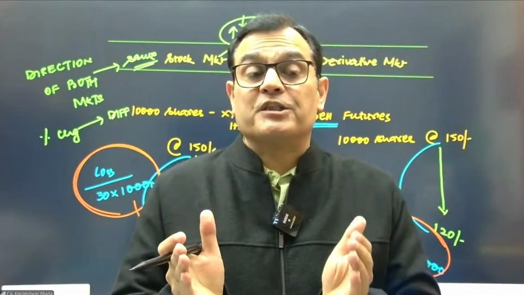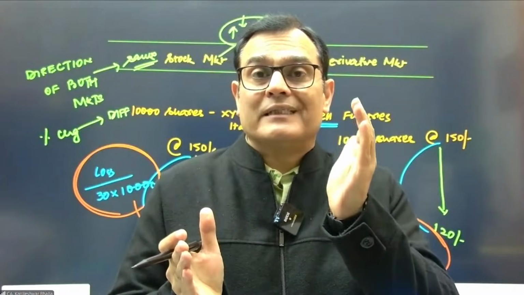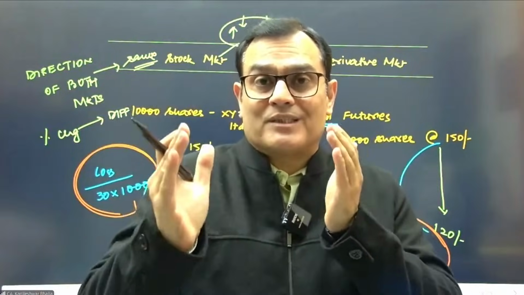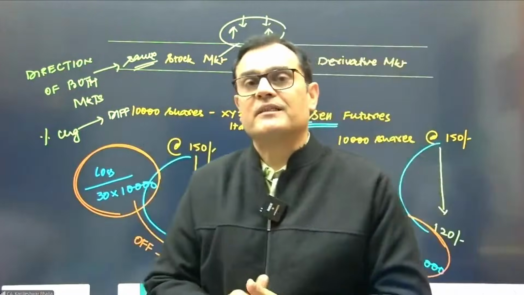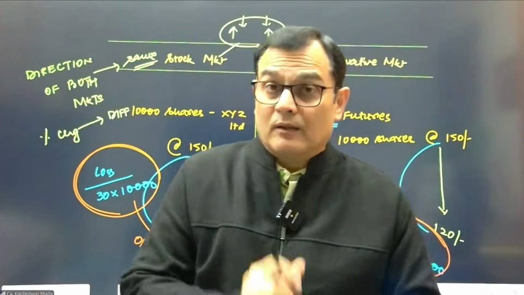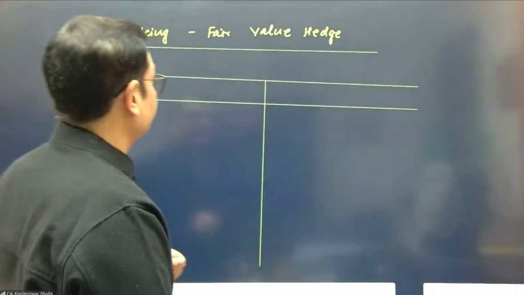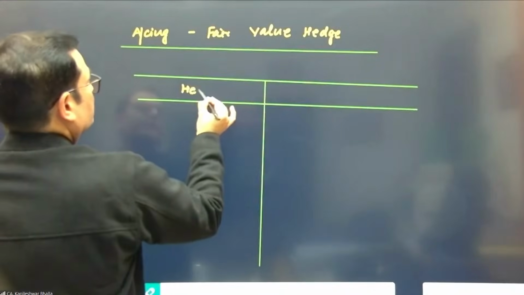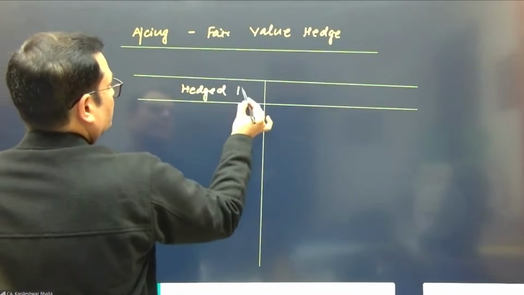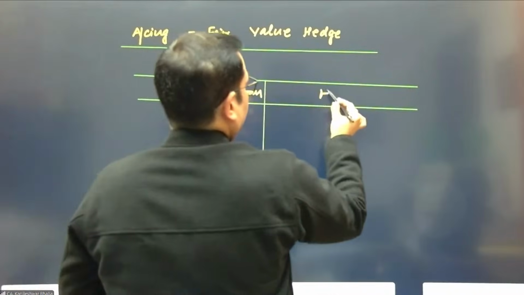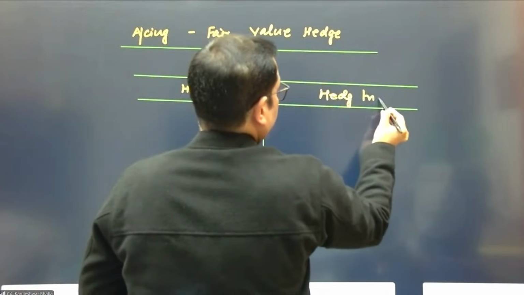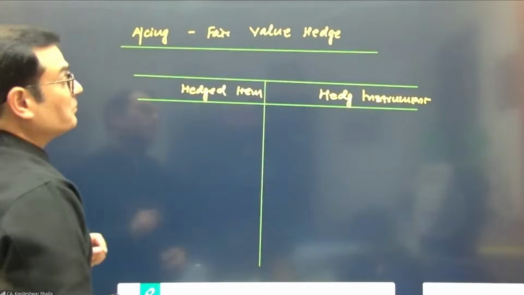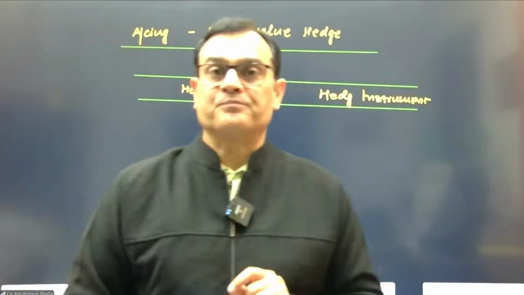Now, the biggest advantage of hedge is that when you enter into a derivative market, the losses and the gains will always give you an offsetting advantage. But what is important now to understand is the accounting. There is a hedged item on one side, and there is a hedging instrument on the other side. Now see what the accounting treatment is being prescribed in terms of fair value hedge.